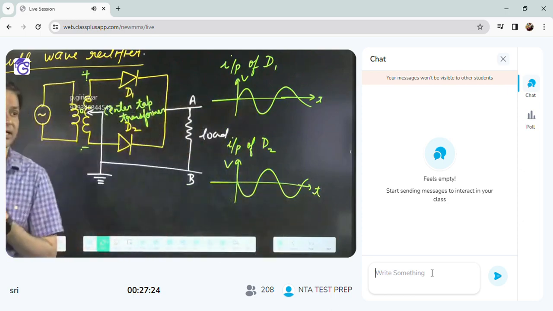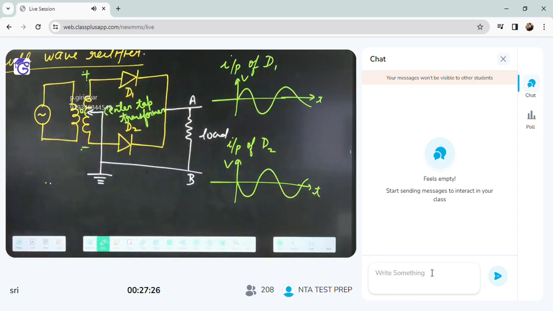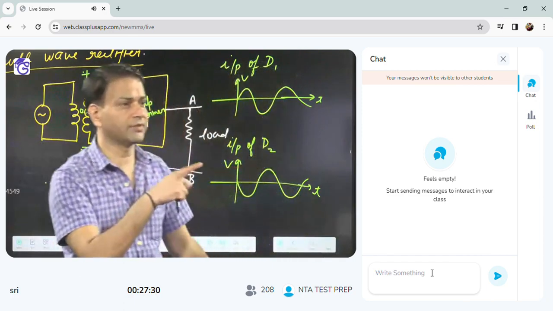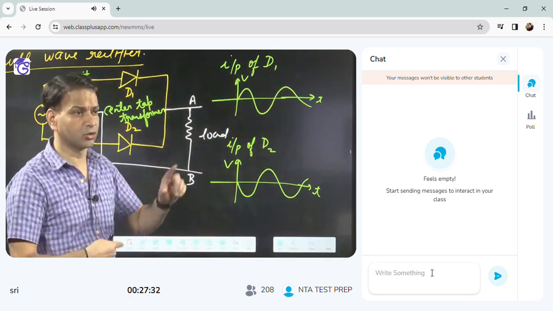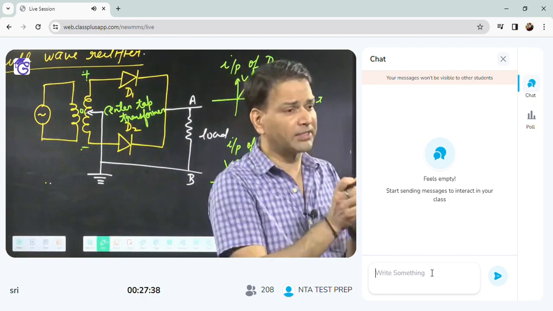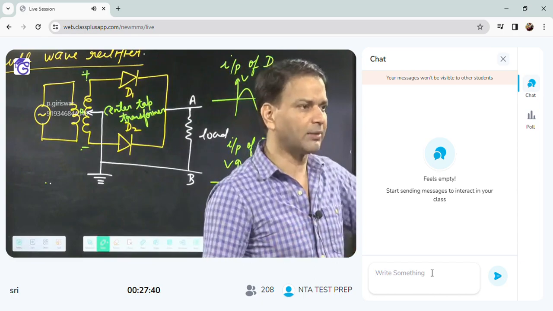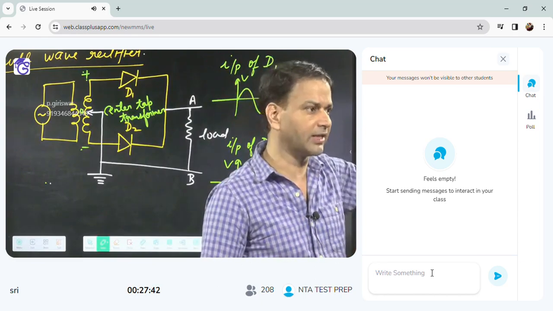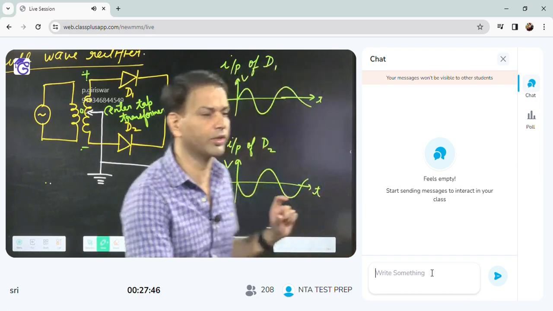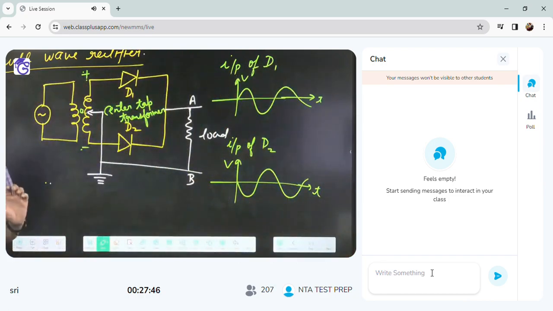Did everybody understand this or not? If D1 gets the positive cycle, then D2 will get the negative cycle. So at t equal to 0, D1 is getting positive and D2 is getting negative, but their magnitudes will be equal. That is because we are doing the center tapping. Center tapping means N2 by 2 for above, N2 by 2 for below. Okay, up to this okay.